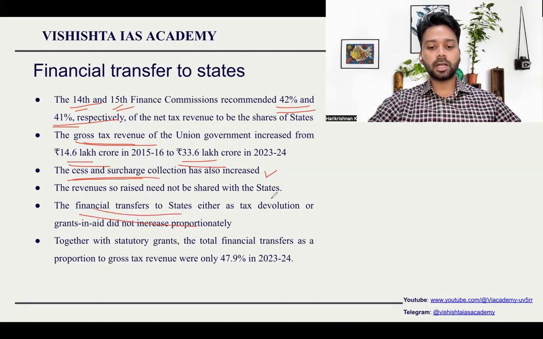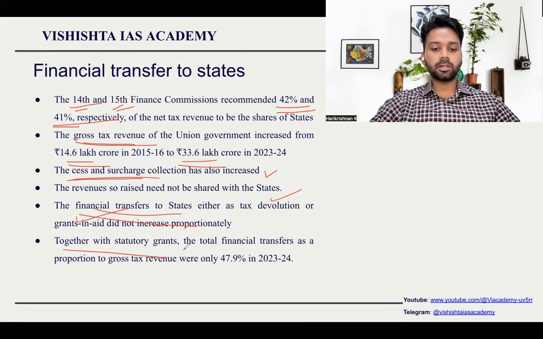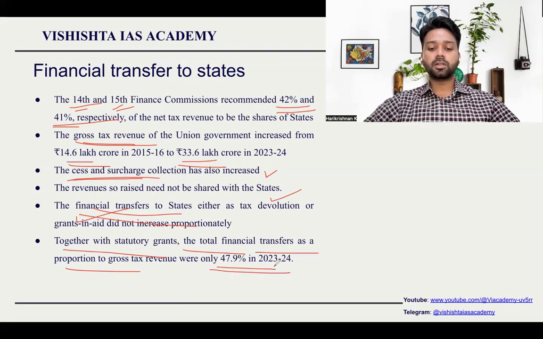Financial transfer to states, either as tax devolution or grant-in-aid, did not proportionally increase. Together with the statutory grants that the center has to provide to the states, the total financial transfer as a proportion of gross tax revenue was only 47% in 2023-2024. The statement is very simple: if the center is collecting 100 rupees, it is giving only 47.9 rupees to the states. The remaining is kept by the center for its own revenue expenditures.